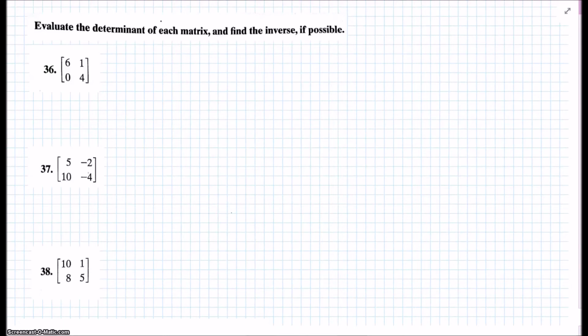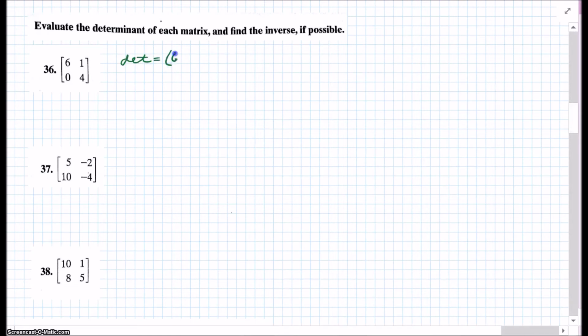Algebra 2, Chapter 4.5 to 4.6 review. Here are the questions. Evaluate the determinant of each matrix and find the inverse if possible. The determinant of this matrix is, we're just going to cross multiply: 6 times 4 minus 1 times 0. So the determinant is going to be 24 minus 0, which is 24.